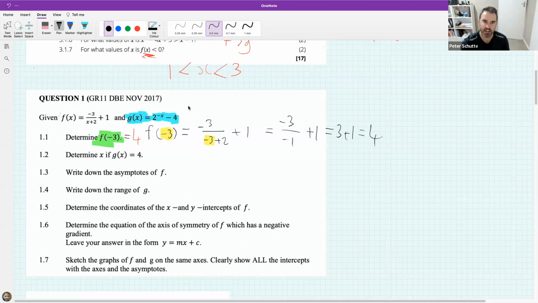So this is an exponential function. And the reason we know it's exponential is the variable is in the power. Okay, so that's good. We've recognized it, whereas this one over here was a hyperbola. Now, here's the question. It says, determine x if g of x is equal to 4. Now, this is different to the last one. The last one said find the f of some value. This says find x if g of x is 4.